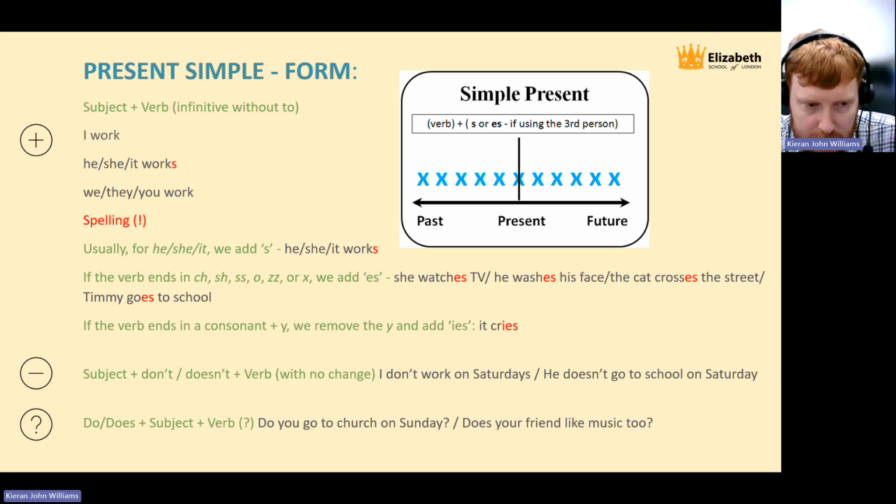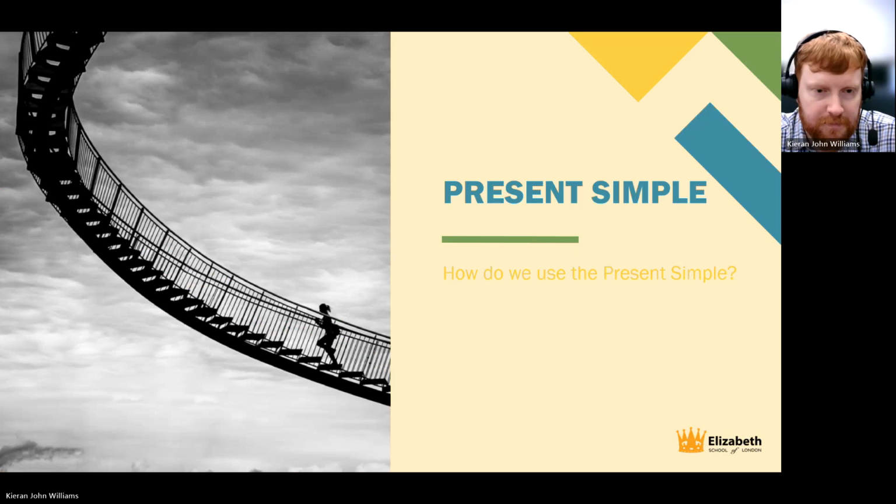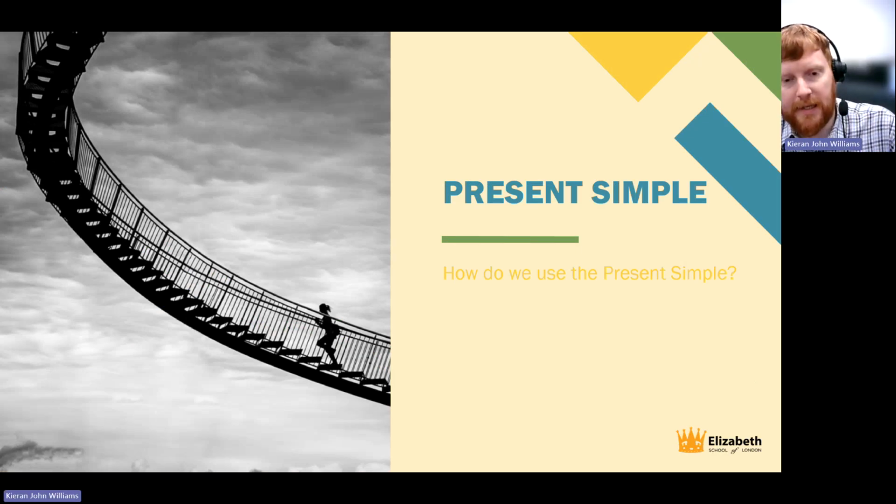And then for the question form, we use do or does, plus the subject again, I, he, she, it, we, they, you, and then the verb, again with no changes, and then a question mark at the end. Okay, so it would be do I work, do we, they, you work, but for he, she, it, we use does. Does he, does she, does it work? Okay, so that is how we make it.